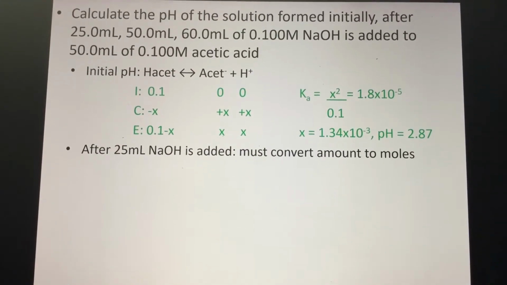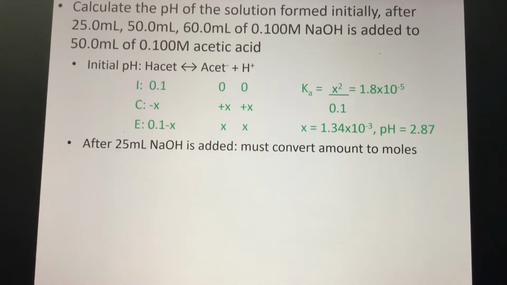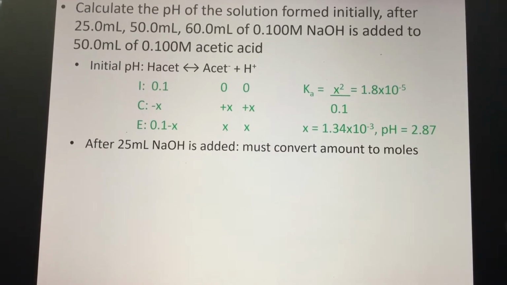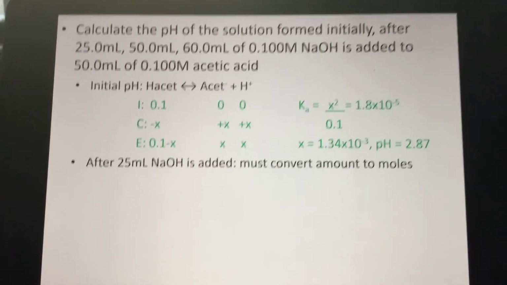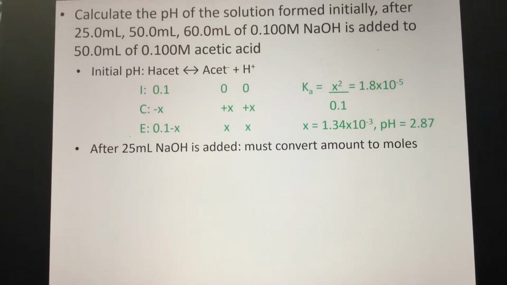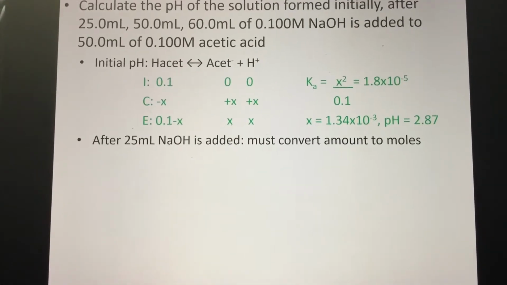We did not have to convert that to moles because we weren't combining any substances together. So we could just go straight with our molarity, like we were doing in chapter 16 with just straight up weak acids. Okay, now we're going to start doing the titration.